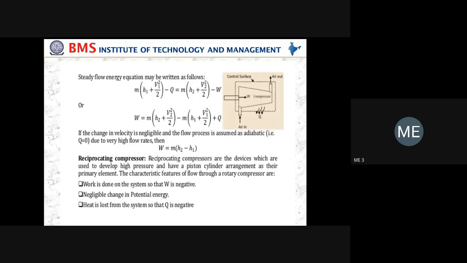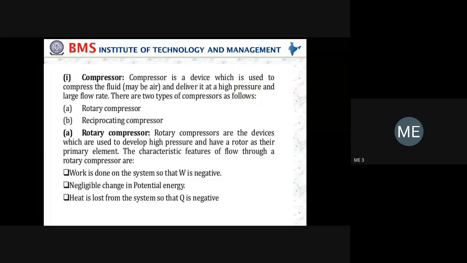Now we are going to study the compressor. As I said, it is a device used to compress the fluid and deliver it at higher pressure and large flow rate. There are two types of compressor: the rotary compressor and the reciprocating air compressor. The rotary compressor is used to develop high pressure and has a rotor as its primary element, which is why it is called a rotary compressor. In the reciprocating air compressor, we have a piston cylinder arrangement. The piston reciprocates inside the cylinder, with an inlet valve and delivery valve. It is very similar to our internal combustion engine.